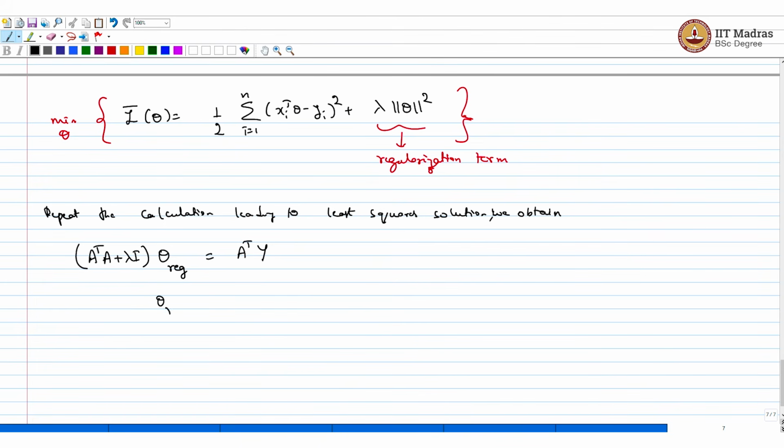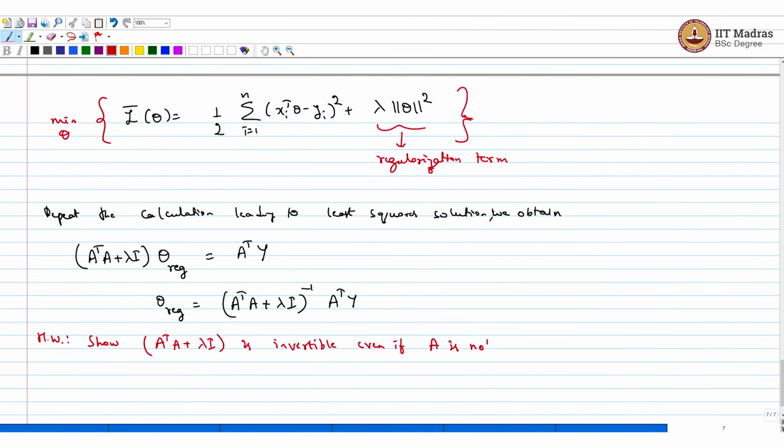And I can write A transpose A plus lambda times identity, inverse, transpose y. Now, the question, I will leave another homework here. Homework: show A transpose A plus lambda I is invertible even if A is not full rank.